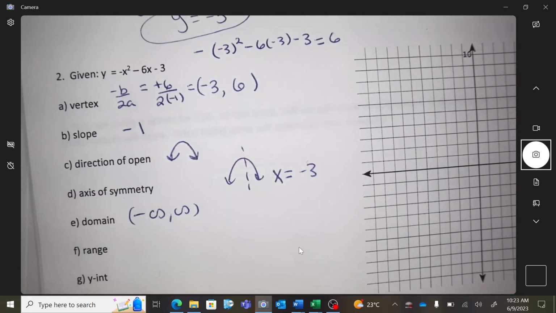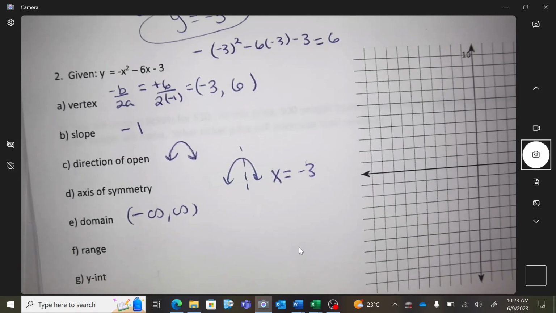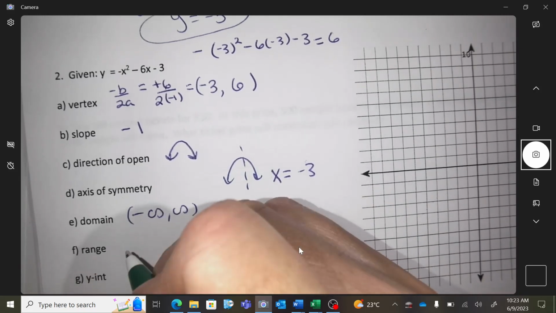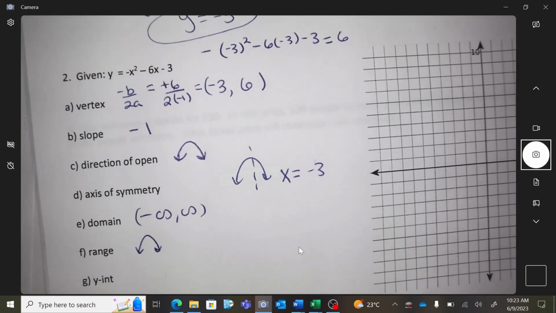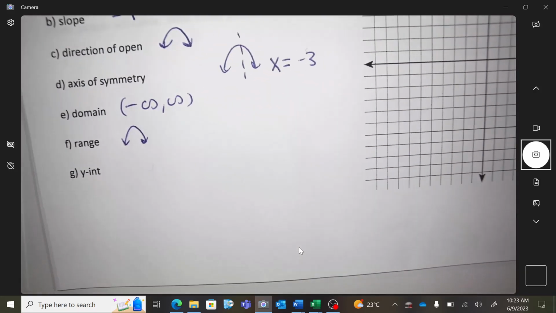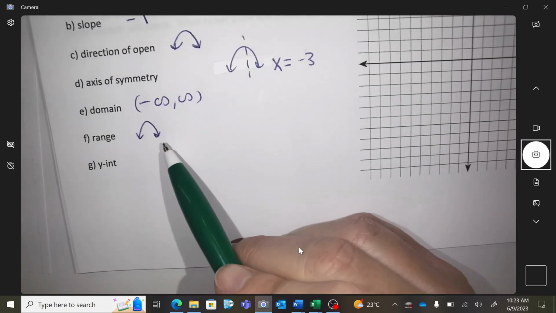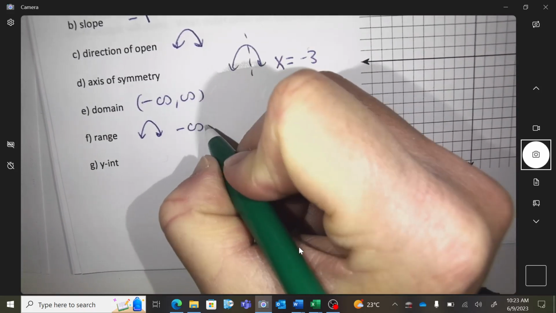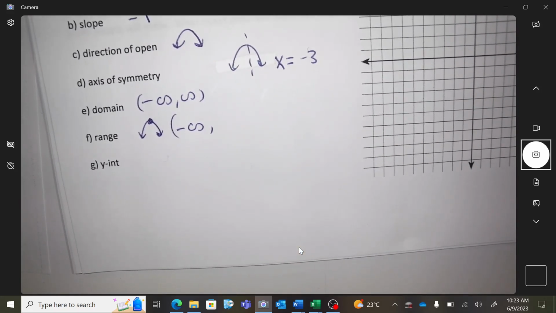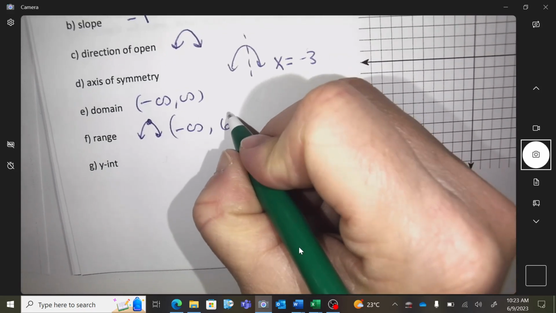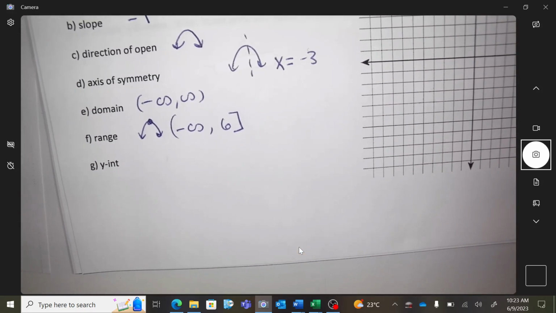Domain. Same. Range. So I'm looking like that. So what's the low? The low is -infinity to a top height of what number? 6 exactly.